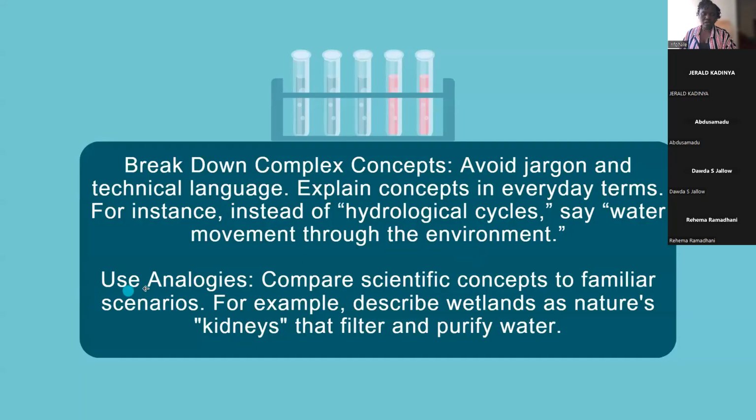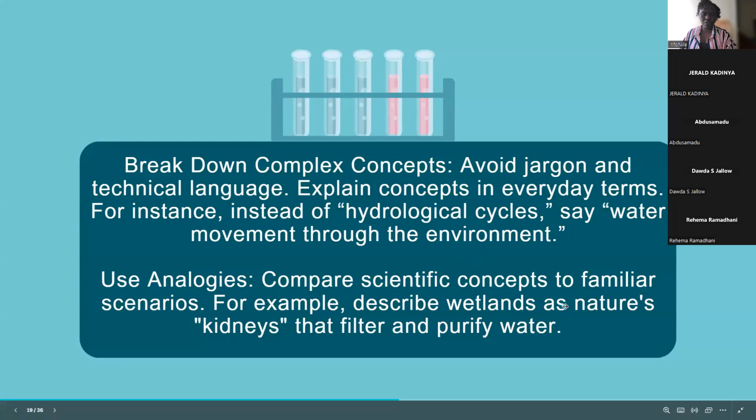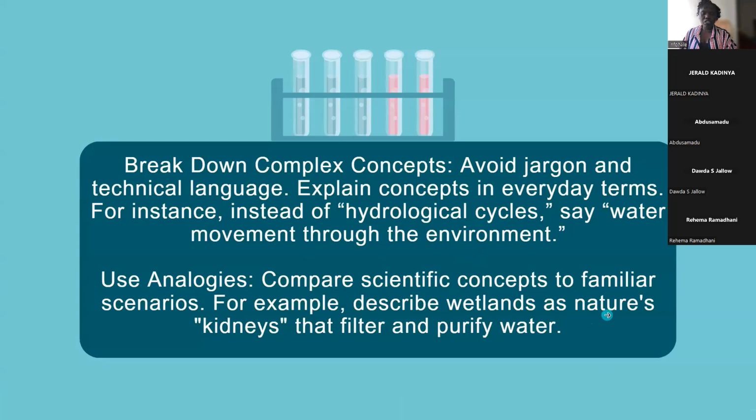Another way is that you can use analogies, compare scientific concepts to familiar scenarios. For example, describing wetlands as nature's kidneys that filter and purify water, instead of using terms like carbon sequestration. So you can avoid those complicated terms so that people can easily understand and make it even more relatable to the people that are reading it.